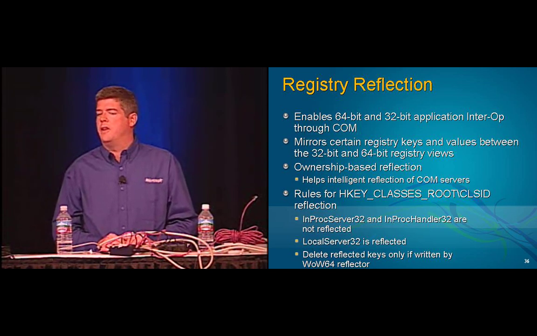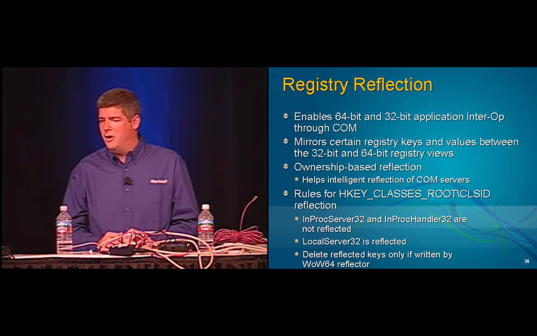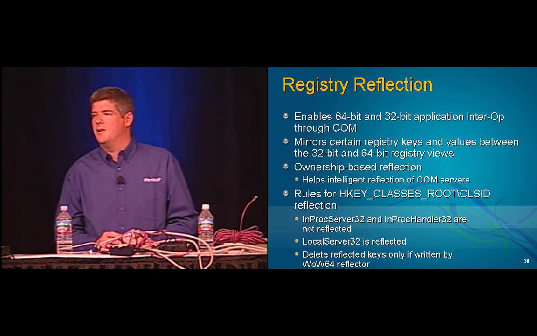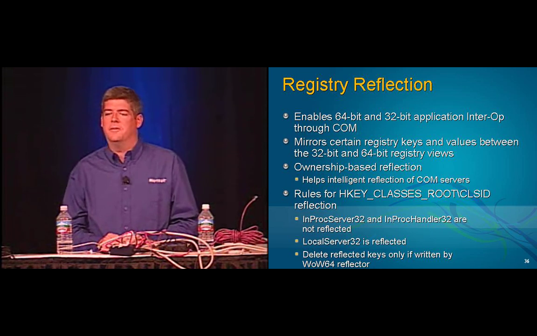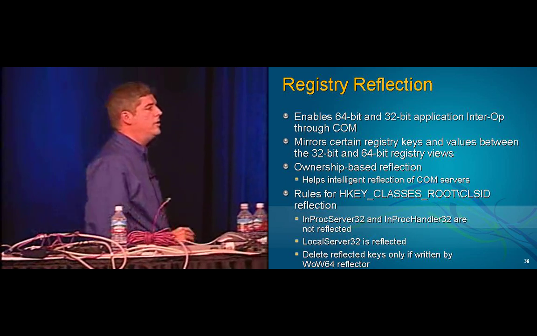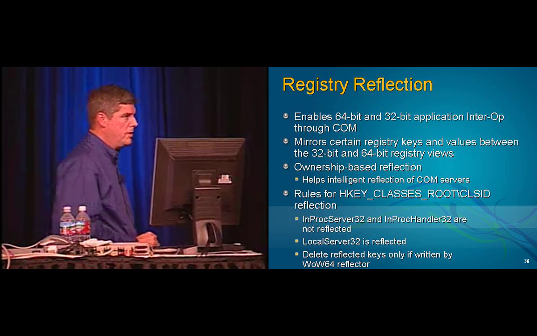The registry reflection enables us to have 32 and 64-bit applications actually perform interop through COM. This was no small feat. Anyone who does COM can probably appreciate what was going on there. It mirrors certain registry keys and values between the 32 and 64-bit sides of the registry, or their views. It's an ownership-based reflection.